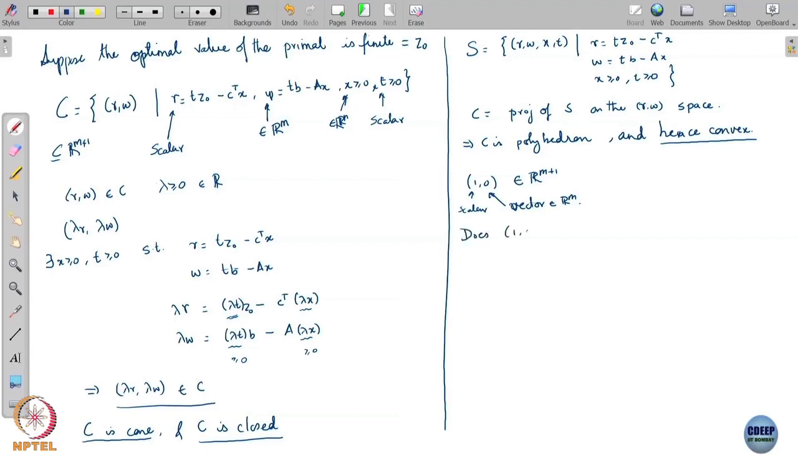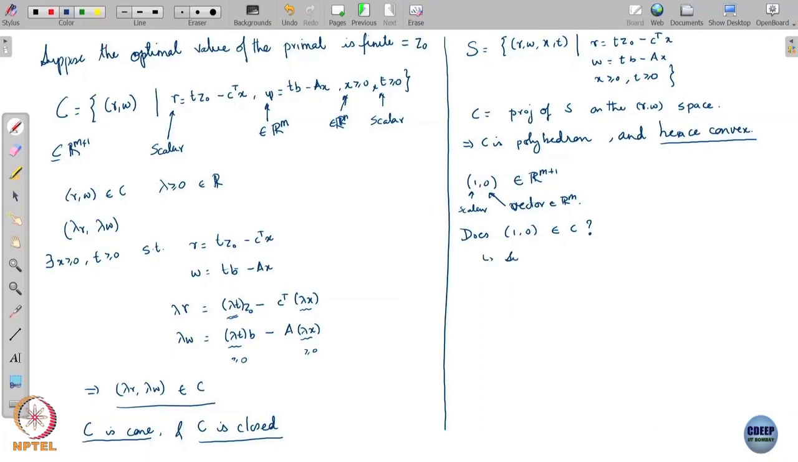Now, does 1 comma 0 lie in C? Right? So let us check. Suppose it does. Then it means that there exists t greater than or equal to 0 and x greater than or equal to 0 such that your r equals 1 and w equals 0. So, r equals 1 means that 1 is t z 0 minus c transpose x, and w equal to 0 means that 0 is equal to t b minus A x.